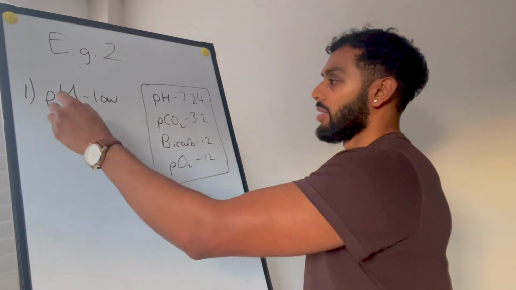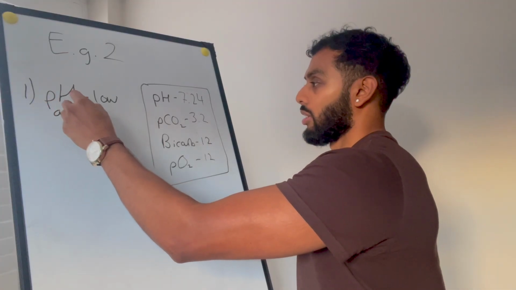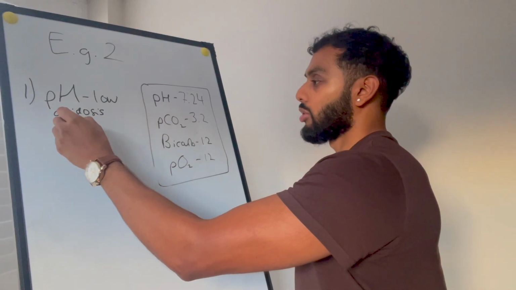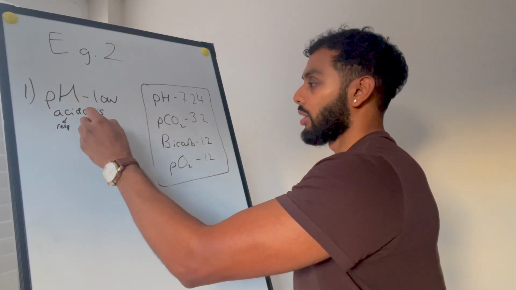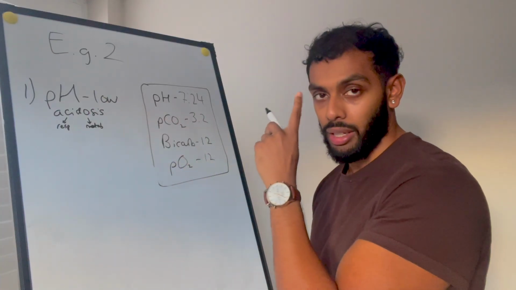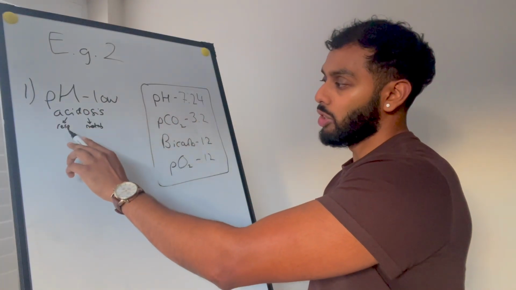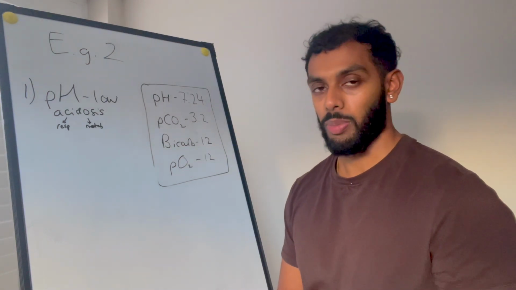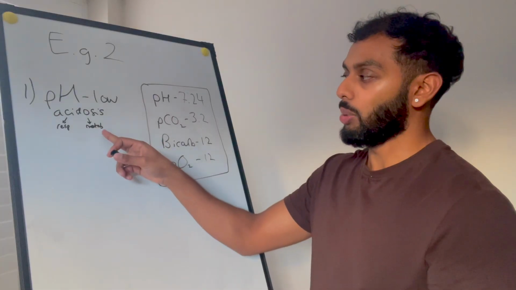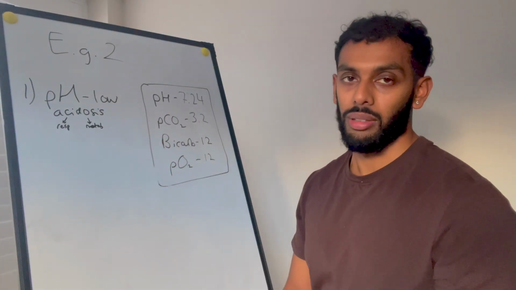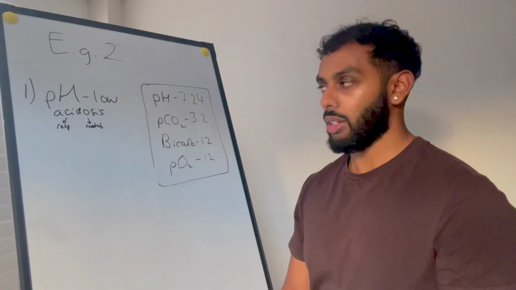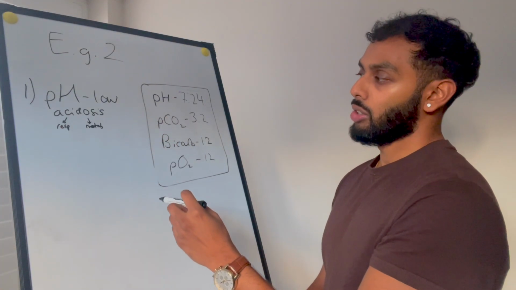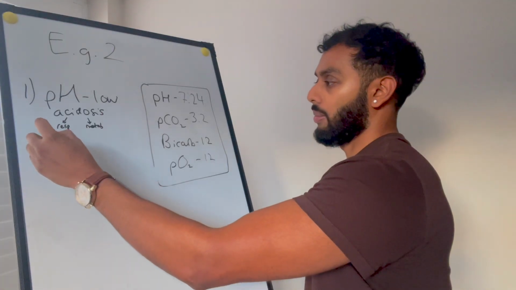And if it's low, that means the patient is in acidosis. So if it's in acidosis, we need to try and find out if it's a respiratory cause or a metabolic cause. This is what's going through my head. If it's respiratory, what would you expect the PCO2 to be? You would expect it to be high. If it's metabolic, what would you expect the bicarb to be? You would expect it to be low. So let's find out whether it's a respiratory or metabolic cause behind the acidosis.